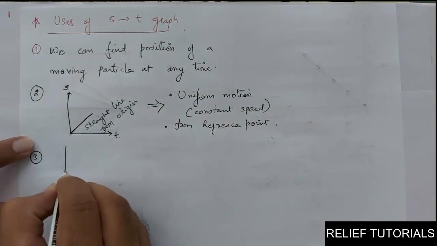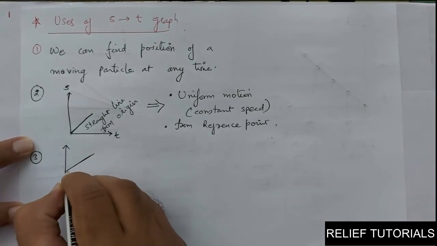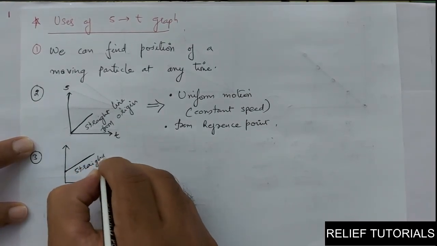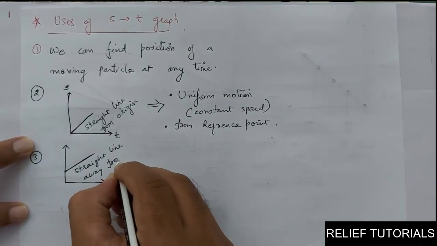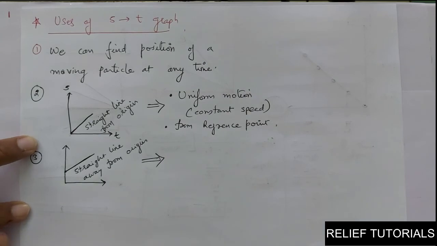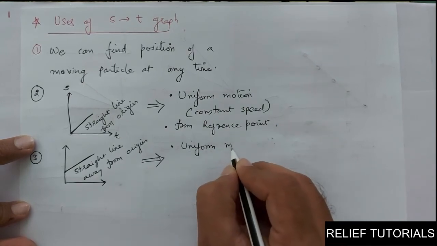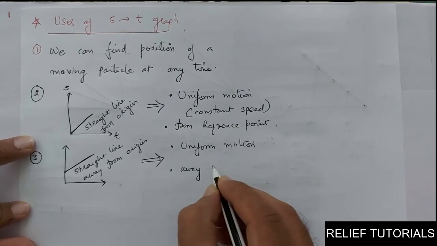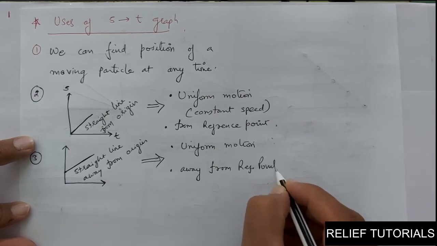Third, if the graph of a moving particle is like this, what type of graph is this? The graph is a straight line, away from the origin. This indicates the type of motion is uniform motion, because it is a straight line, but the particle starts its journey away from the reference point.